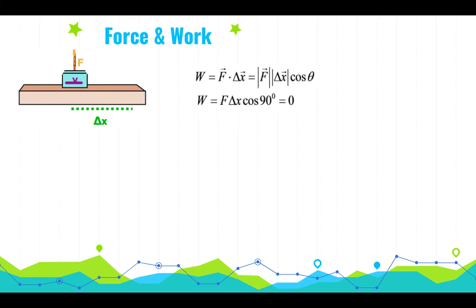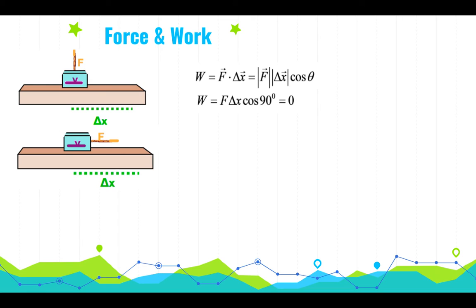So if the force and the displacement are perpendicular, there is no work done by that force because that force does not cause a displacement. Okay, so let's take a look at a positive force. Let's say that there's a positive force applied to this block. That force causes a positive displacement. So force and displacement are parallel to each other. They act in the same direction.